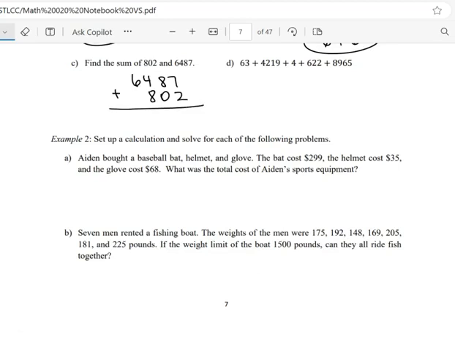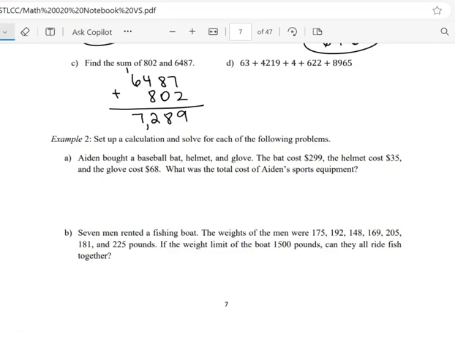Okay, so let's go. We have 7 plus 2 is a 9, 8 plus 0 is an 8, but 4 plus 8 is a 12. So I put 2 down and 1 over, and now it is not just 6, it's 1 plus 6, which gives me 7,289.